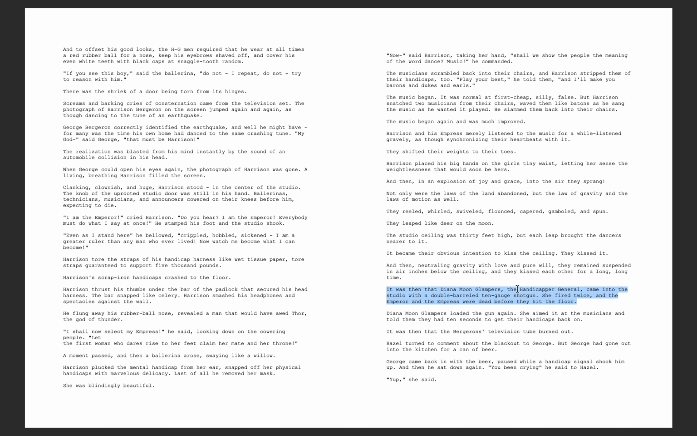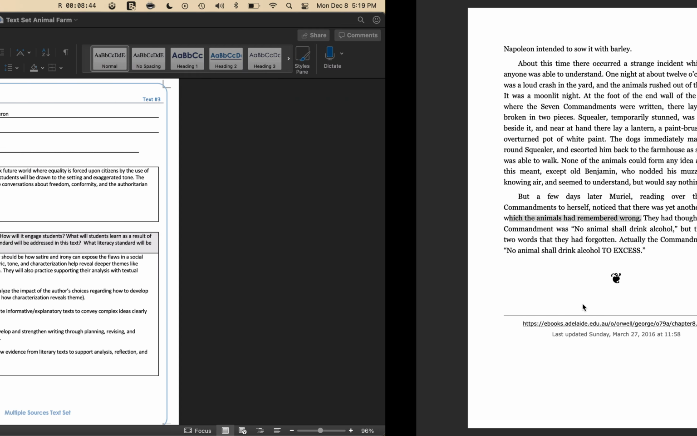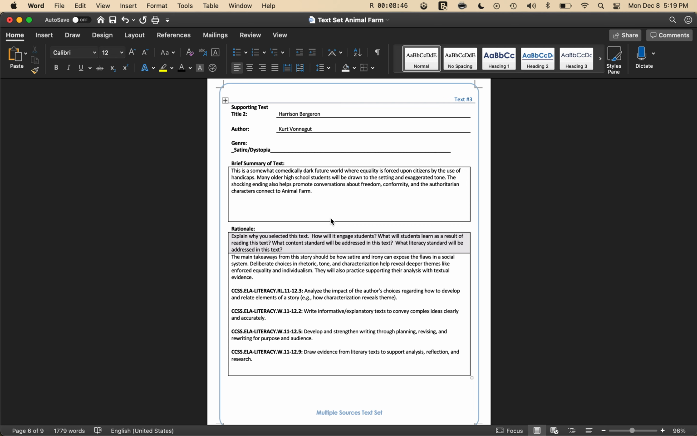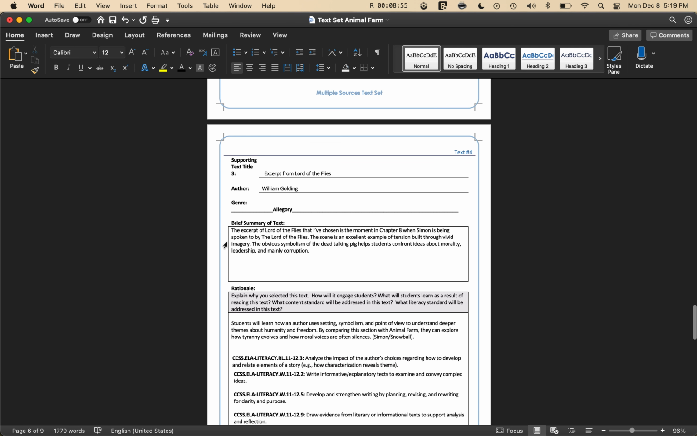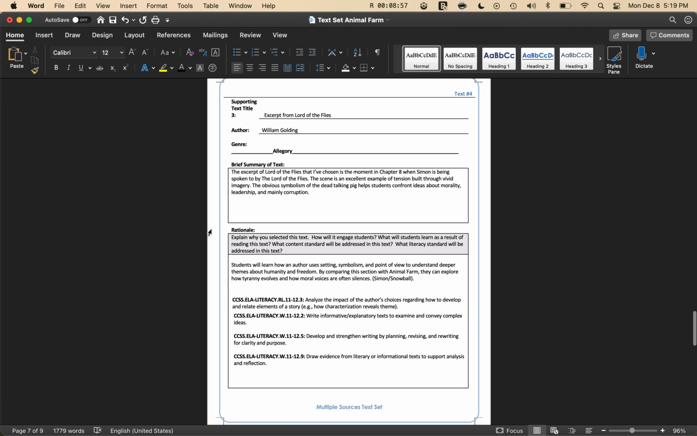I think there are a lot of connections we could make to Napoleon from Animal Farm with his dogs and how he leads with violence and keeps people down. So that was the Harrison Bergeron story. Also, I don't want to get too distracted by it, but I'd love to talk about Kurt Vonnegut in general and his contribution to the satire genre. Then we're going to move on to Lord of the Flies.